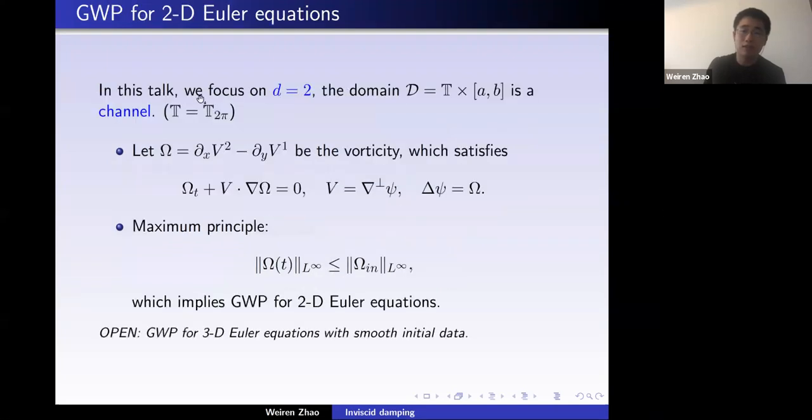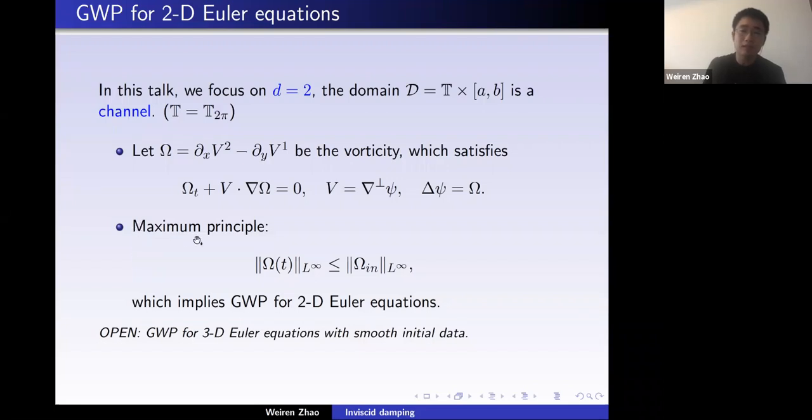In this talk, I will focus on the two-dimensional case. The domain we are considering is the finite channel, as mentioned in the title. In the x direction it is periodic, and there are walls at A and B. In the 2D case, it is natural to introduce the vorticity, which is the curl of u. Then the vorticity satisfies a very nice transport equation. We can also recover the velocity V by the stream function psi, where psi is solved by Laplace psi equals omega. These two together are also called the Biot-Savart law.